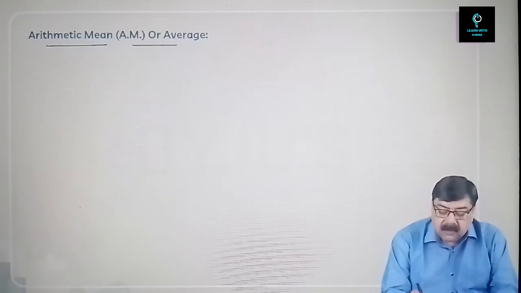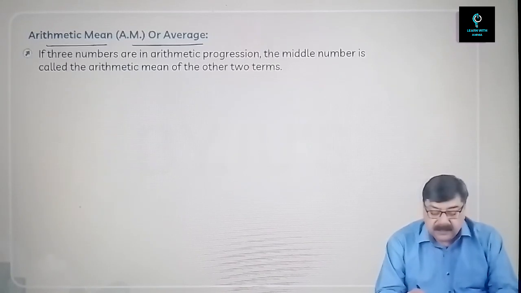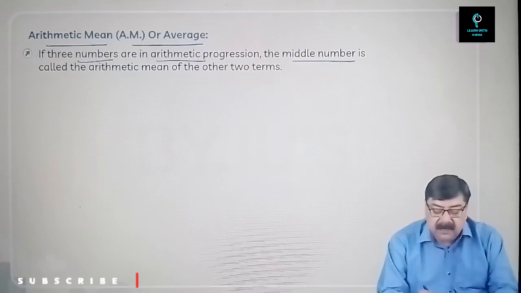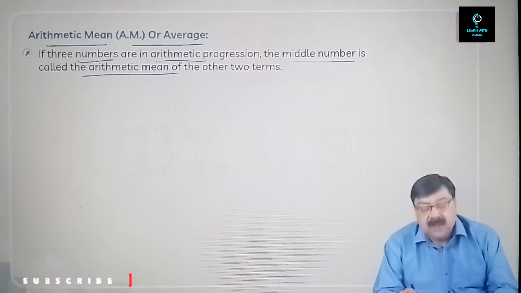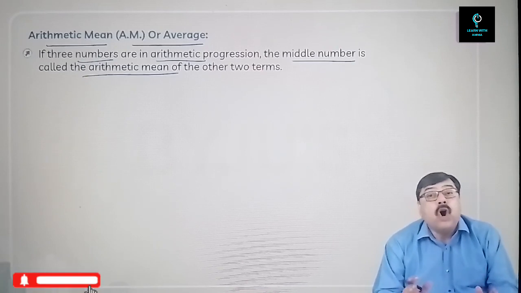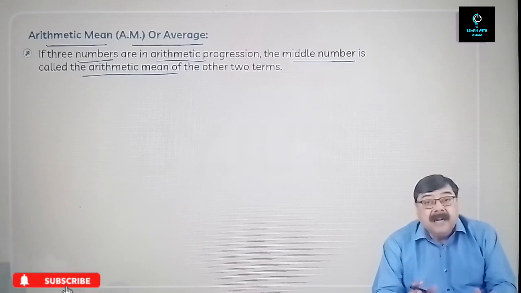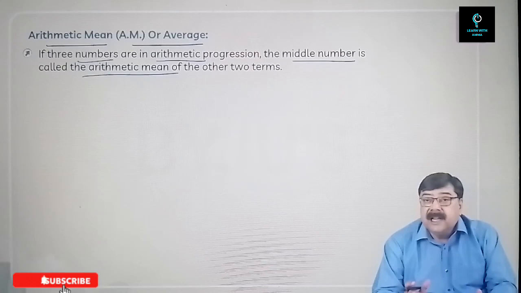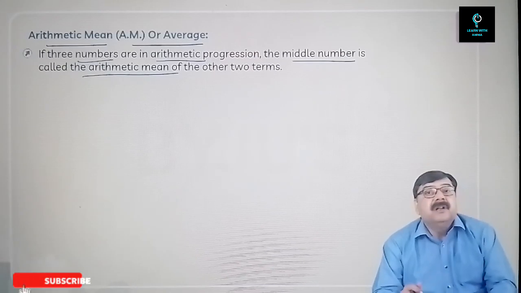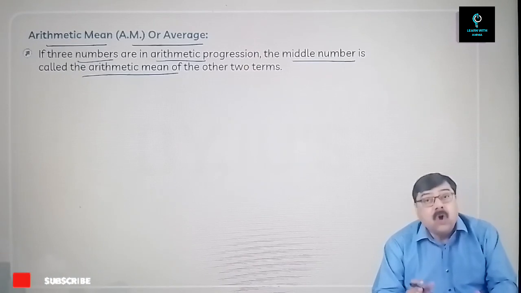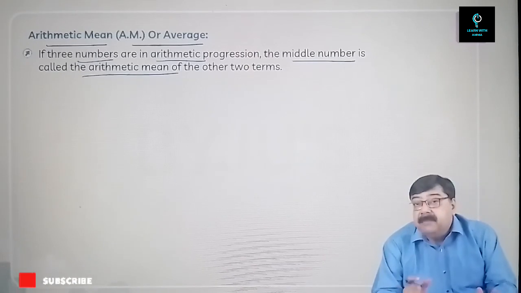Arithmetic mean or average. If three numbers are in arithmetic progression, the middle number is called the arithmetic mean of the other two terms. In fact, if we have an odd number of numbers and these numbers are arranged in ascending or descending order, then in that case, the middle number is going to be the average, the arithmetic mean, of the given AP.